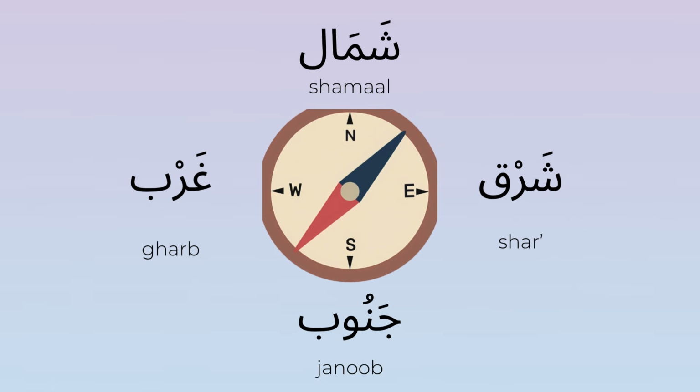For the word left, the sheen has a sukoon on top of it. For the word north, the sheen has a fatha on top of it. So left is shmal, north, shamal. Alright, so once again, north is shamal. South is janoob. East is sharq. If we drop that qaf sound, it's sharq.